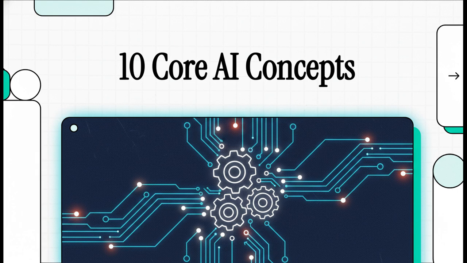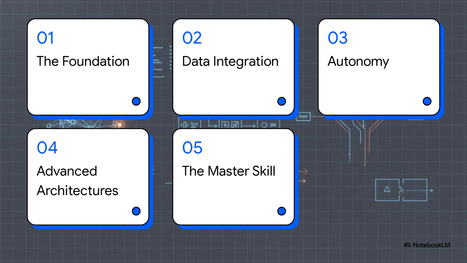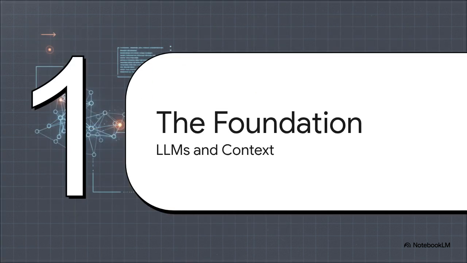And here's the secret. We're treating these as a connected system, not just isolated vocabulary words. Here's the roadmap. We're building from the ground up, starting with the foundation, moving into data integration, tackling autonomy, diving into advanced architectures, and wrapping it all up with the master skill. Let's kick things off with Section 1, the foundation, looking at LLMs and context.